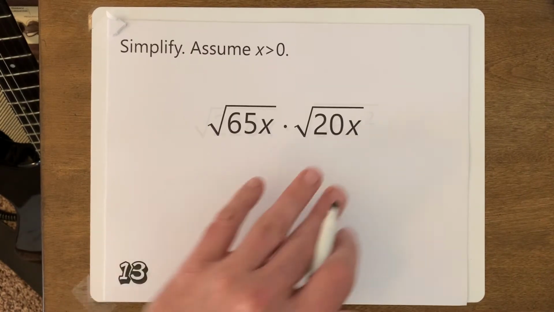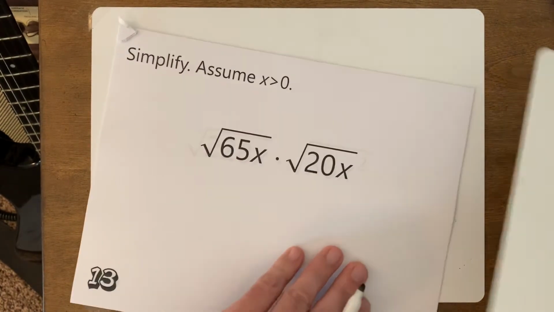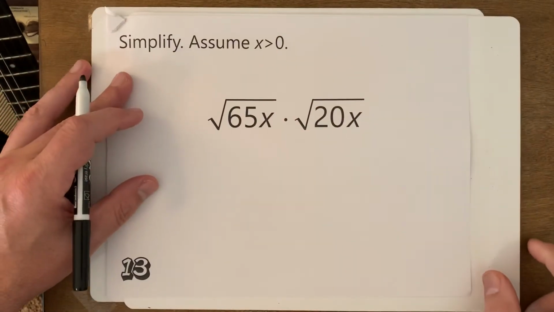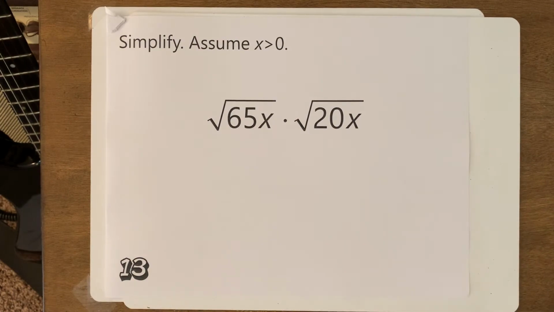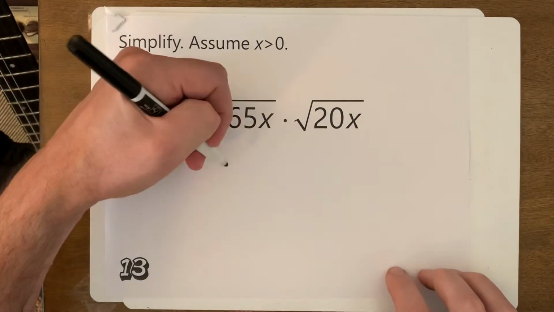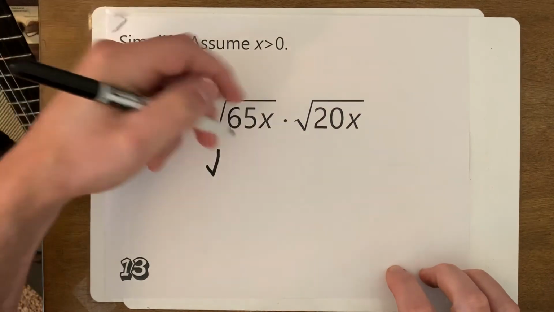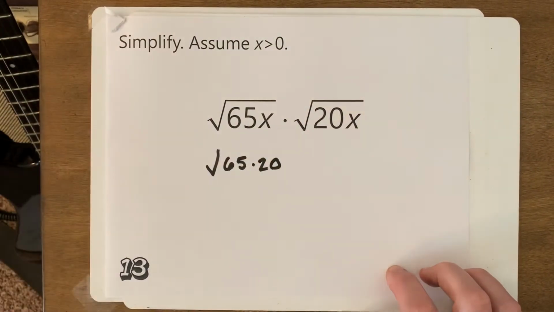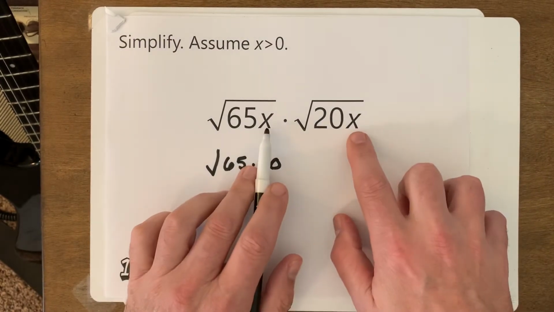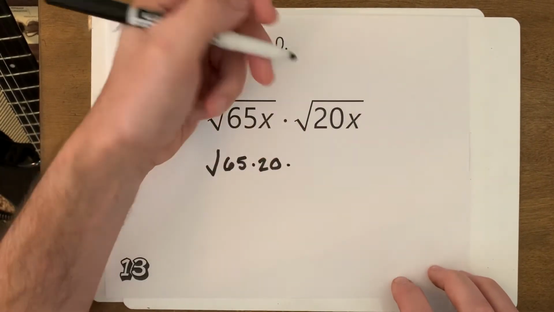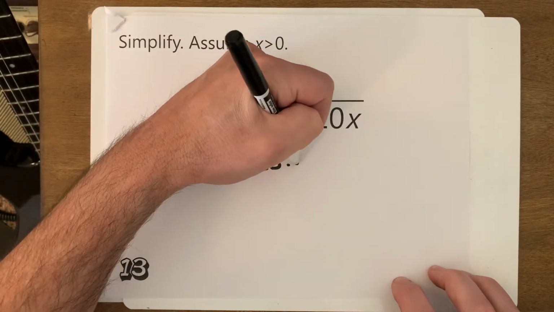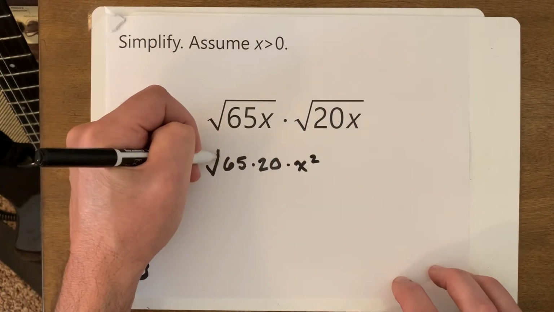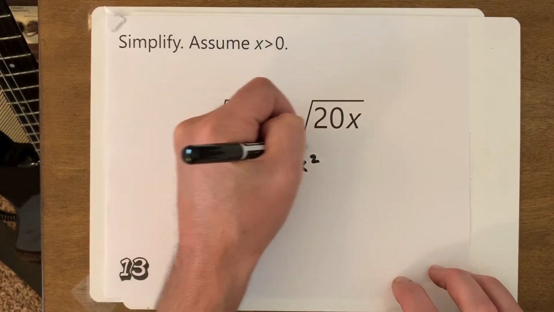Okay, so now we've got some variables sitting there, and eventually we knew we had to get to those. When you have variables sitting there, it's no problem. What you're going to have is the square root of 65 times 20. And because multiplication is commutative, these two x's are going to go together, and you could do x times x, or you could do x squared, either one. And we're assuming that x is positive anyway, so we don't need absolute value bars for our final answer.